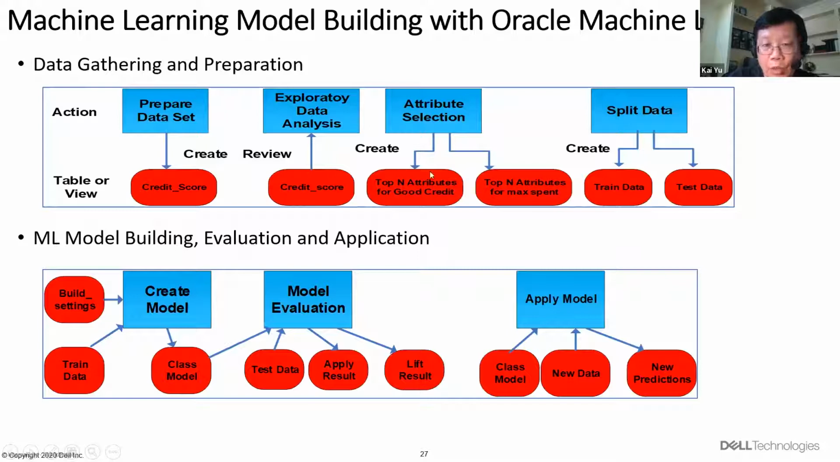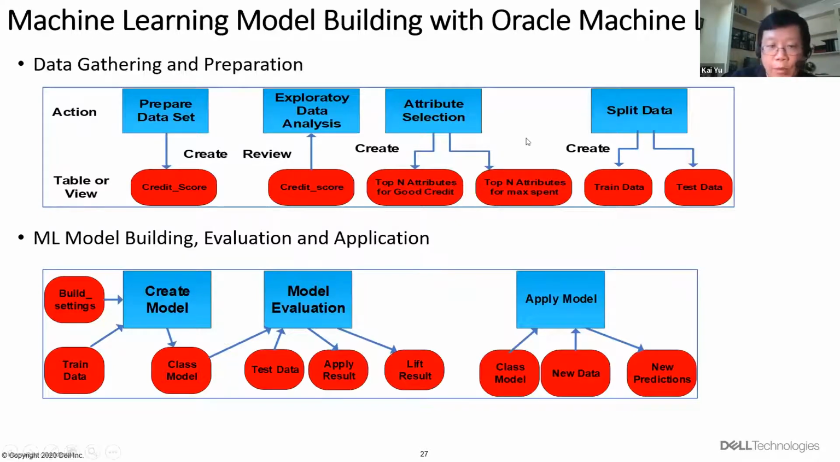Then we're also going to find out the top attributes that could relate to good credit, for example income, profession, wealth, and family. After that, we're going to split this data into two parts: one called training data, one called test data. Training data helps us build a model. Test data helps us validate the accuracy of the model.